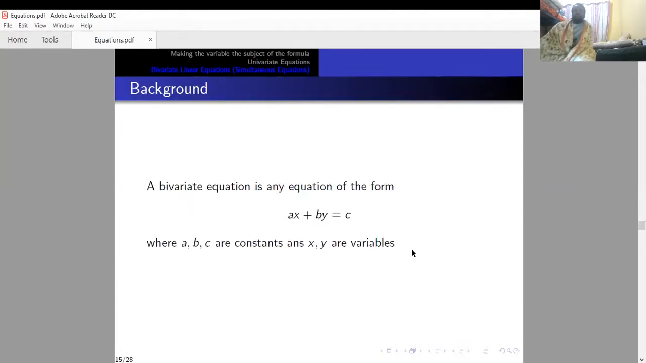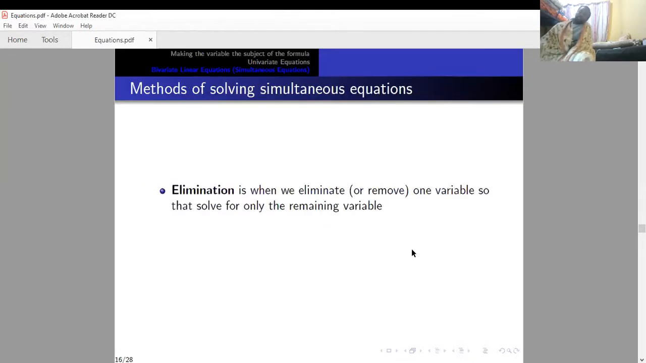Now, if you want to solve these equations, first of all, if you have 2 variables, you must have 2 equations. You cannot have 2 variables in one equation. There's no solution to that. To solve 2 variables, you must have 2 equations. To solve 3 variables, you must have 3 equations.